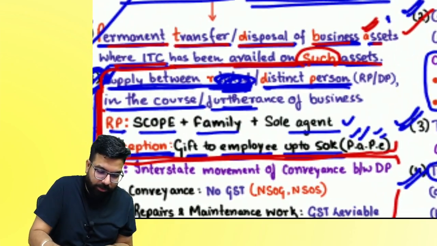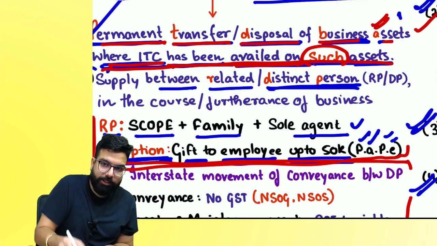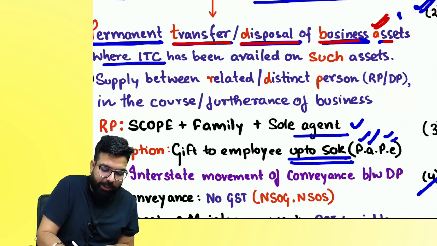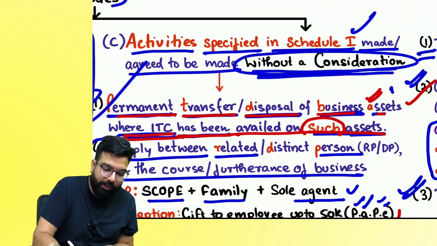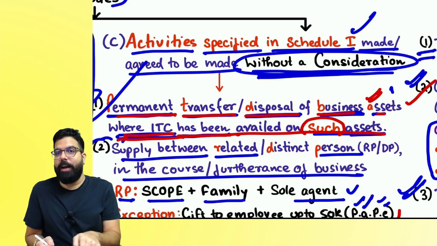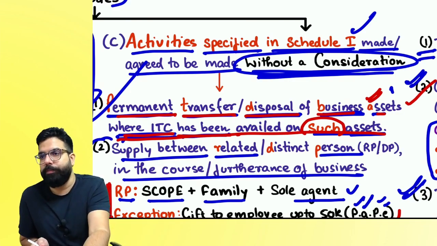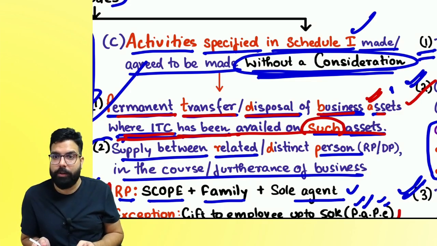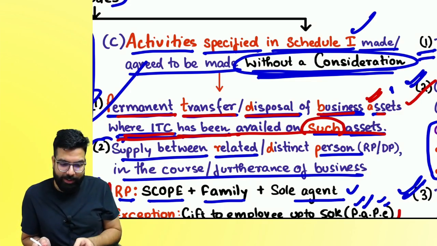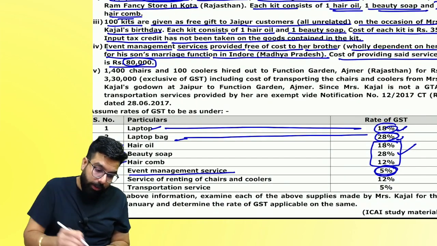What is this? Supply between related persons in the course of your business without consideration. What are you thinking? Are we clear, everyone? It's okay. The first time you can go wrong, but now you will not go wrong. That is why it is important to answer questions. Can I go ahead, everyone? Clear? No problem. Is it clear now? Yes, everyone. Next.